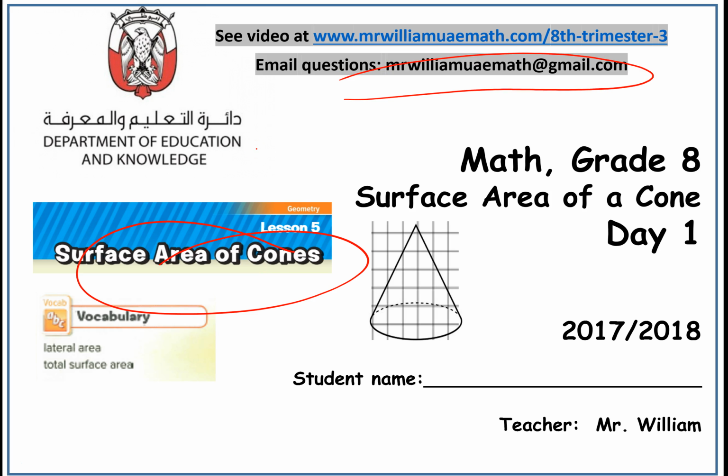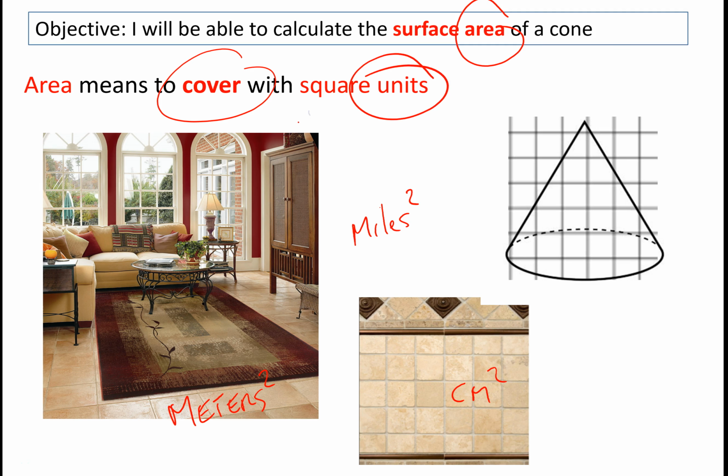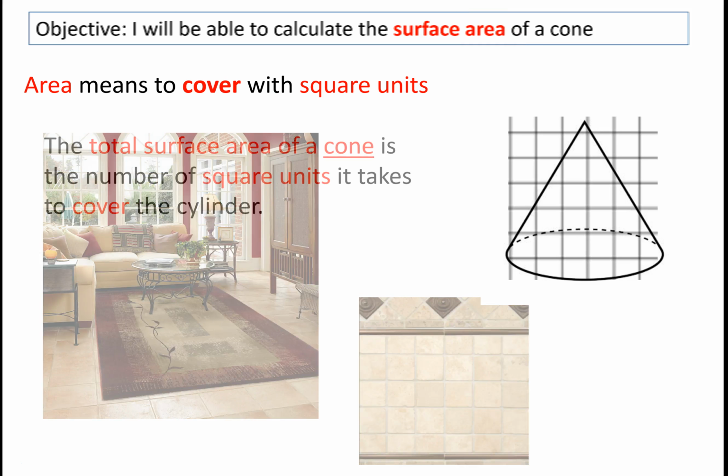Let's get started. All right, so just a quick reminder, we're talking about surface area, and surface area means to cover. Anytime you talk about area, you're talking about square units. It could be square meters, square centimeters, square miles. But it's units squared because we're actually measuring the square units.